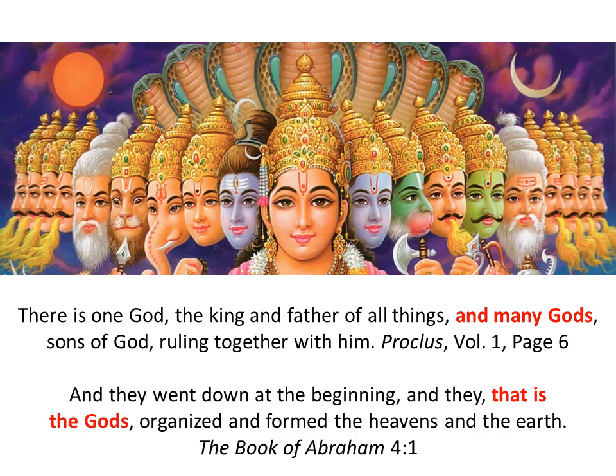And now this one out of the Proclus, the idea of many gods or polytheism. It says there is one God, the King and Father of all things, and many gods, sons of God, ruling together with him. So there's many gods, kind of like a council of gods. And then in the book of Abraham 4:1, "And they went down at the beginning, and they, that is the gods, organized and formed the heavens and the earth." So both have the idea of many gods, this polytheism. Whether he got that out of the Proclus, I don't know. The evidence doesn't seem to be too strong to me.